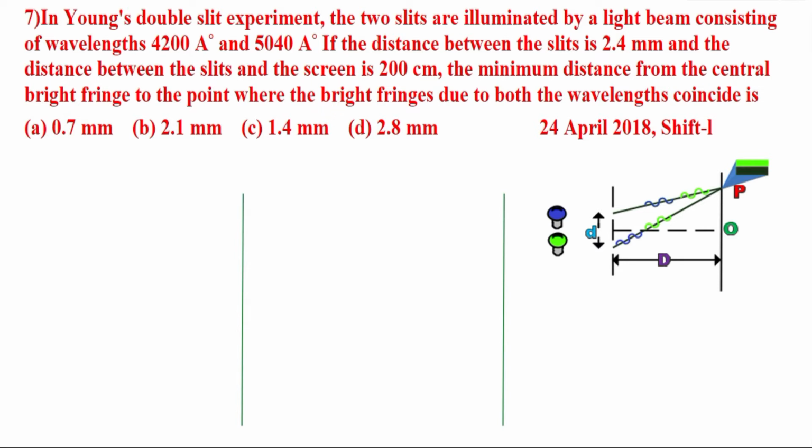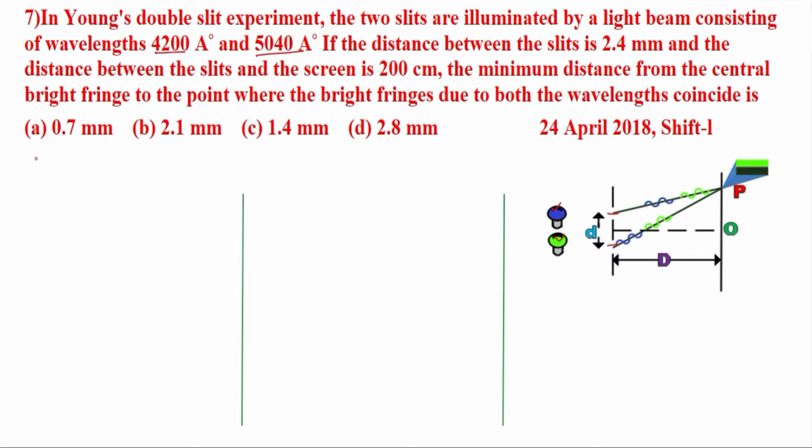Okay, now let us see what he said. He said that this is a Young's double slit experiment arrangement where you have two slits and these two slits are illuminated by two light sources whose wavelength is 4200 angstroms and 5040 angstroms. Okay, this 4200 angstroms is related to blue and this 5040 angstroms is related to green.